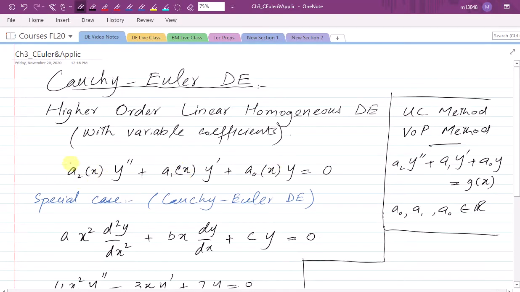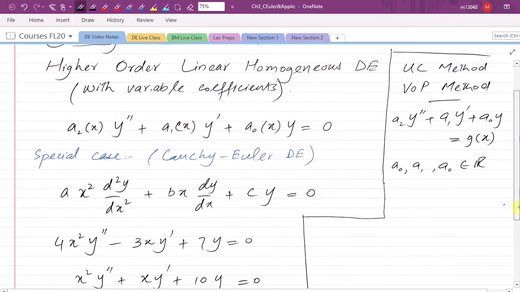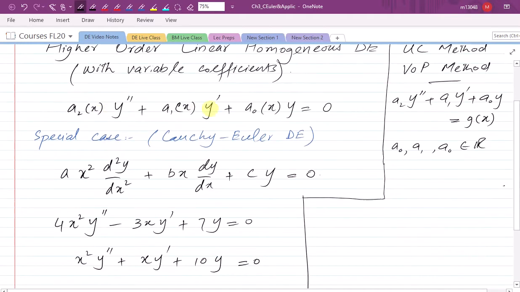These can be functions, but we are not going to deal with just any variable coefficients, because the choice here is infinite. We can use any function like sine x, cosine x, tan x, log of x. That will be very difficult to solve. We are only going to do a special case in variable coefficients. And that special case is exactly this equation.